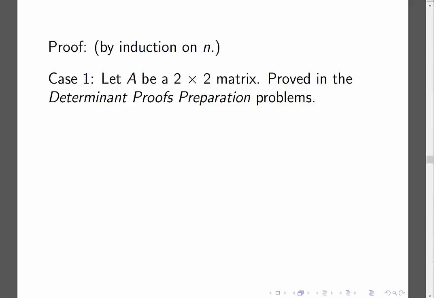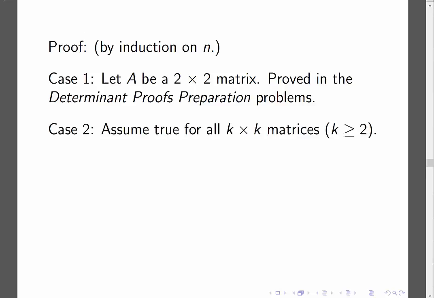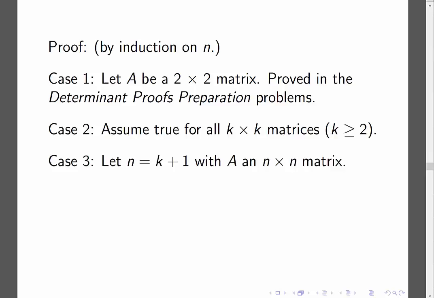So in our proofs by induction, that takes care of the first case. Now we assume that it is true for all k by k matrices where k is at least 2. And then we want to use that assumption to show the third case, which is that if I look at k plus 1 by k plus 1 matrices, this will be true. I'm going to use the notation that n is equal to k plus 1, so from here on out, I can refer to A being an n by n matrix.